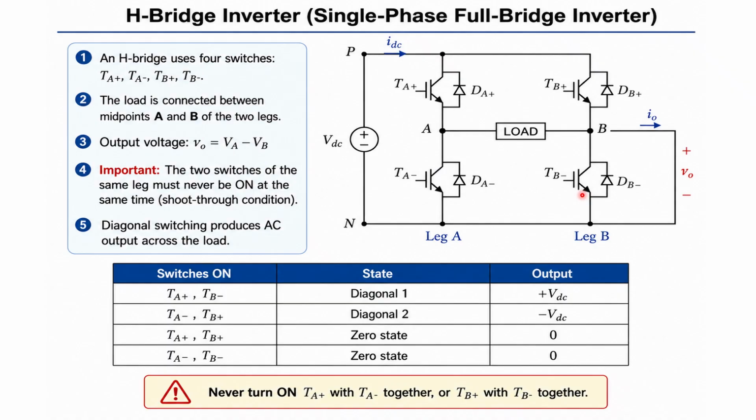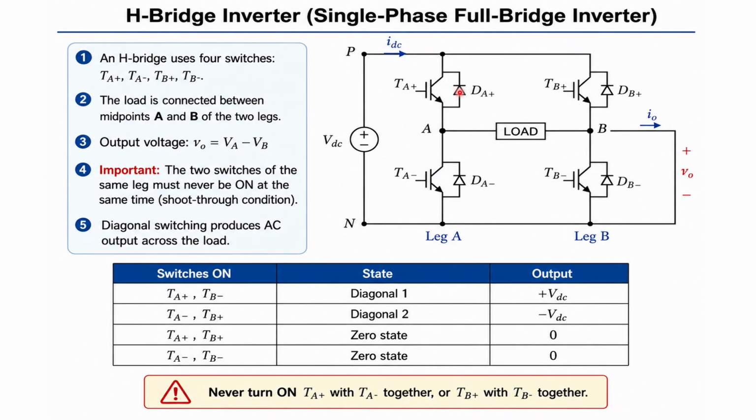Each switch is provided with an anti-parallel diode. You can see the anti-parallel diodes over here. These diodes provide a path for the load current when an inductive load is connected and the corresponding controlled switch is turned off. If the load is inductive, there is a chance for the discharge of stored energy. That discharge can flow through the anti-parallel diode connected across the MOSFETs or IGBTs, whatever switching device we are using.